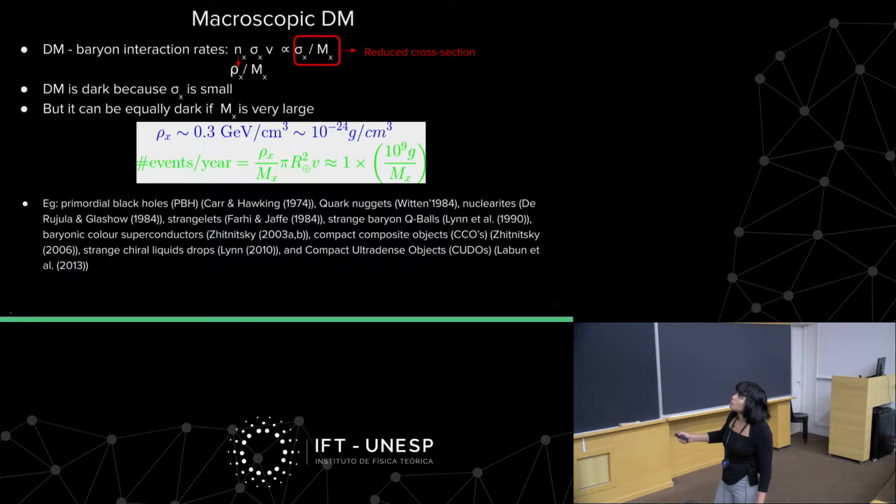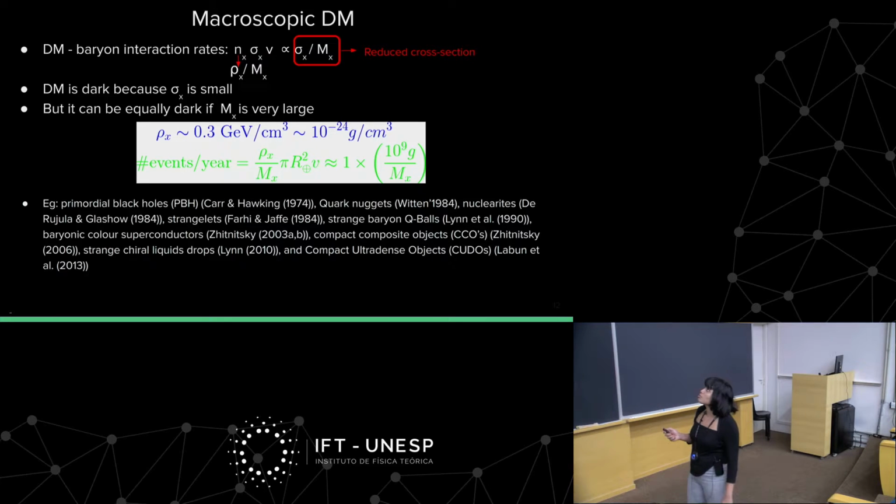Since we know that the average density for these dark matter candidates is around 0.3 GeV per centimeter cubed, which translates to 10 to the minus 24 grams per centimeter cubed, if we want to estimate how many events you could have in a year, even if you want just one event, you could have massive objects as heavy as 10 to the 9 grams. And there have been several candidates for these massive dark matter objects: primordial black holes, quark nuggets, nuclearites, Q-balls, and so on and so forth.